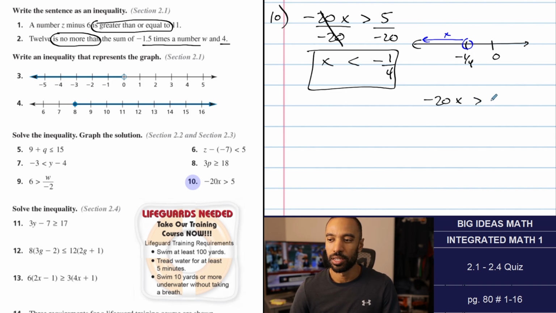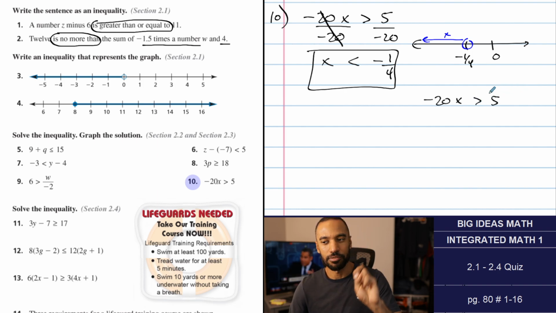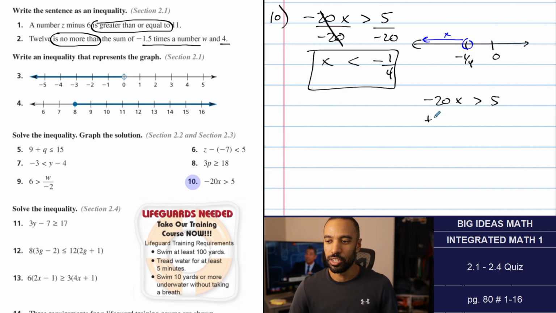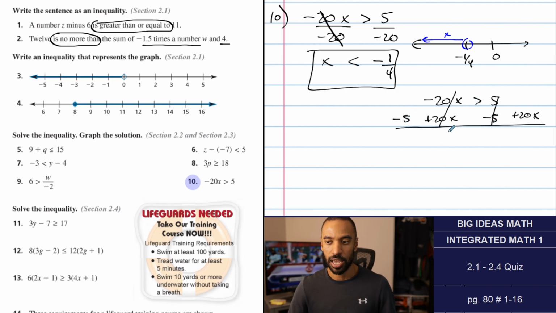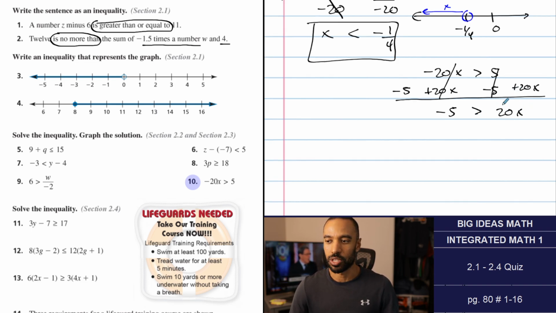Although you will be performing another sin of sorts, you are going to be putting your variable on the right side of the inequality. So what I could do is add 20x to both sides like this, and in turn subtract 5 from both sides like that. So now I have them on opposite sides, and the inequality won't change. I have negative 5 on this side, a greater than, and 20x on this side. What this did was get my variable term positive. Now when I divide by 20, the inequality doesn't have to flip.